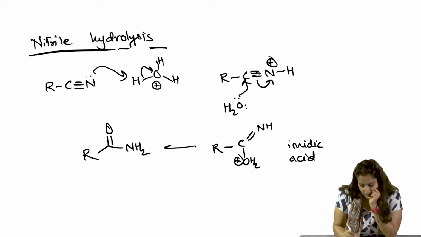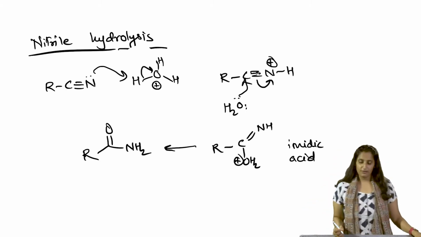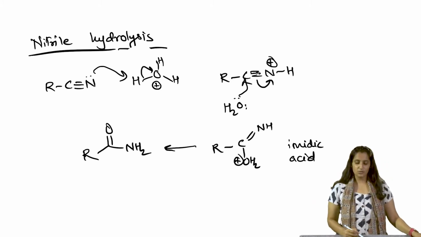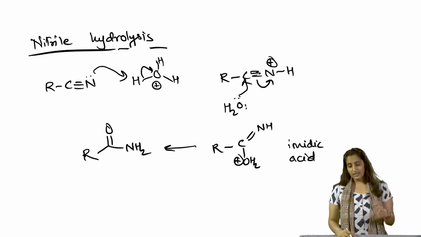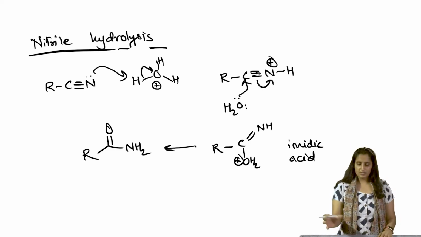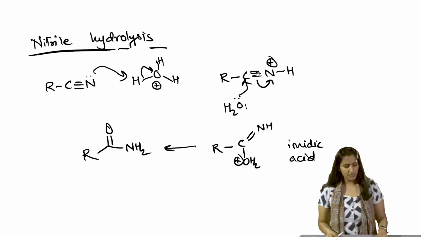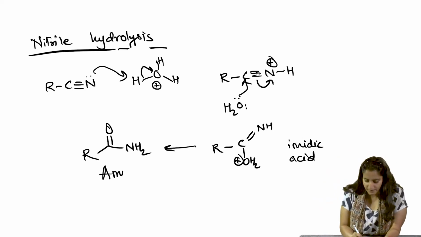So, you can try writing this mechanism from here to here. It is a simple keto-enol tautomerism. In the first step, you need to deprotonate this OH2+, then protonate the amine NH, reform the C=O bond, and then deprotonate it again. So, it is a very simple keto-enol tautomerism reaction happening here, and we form the amide.